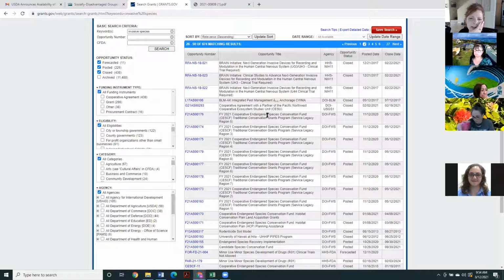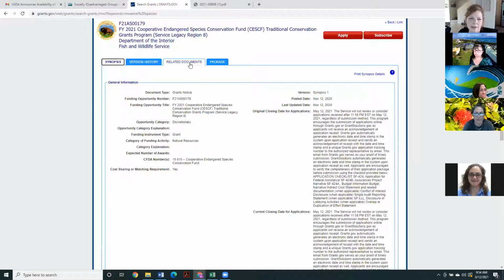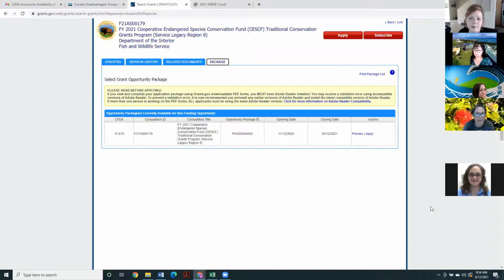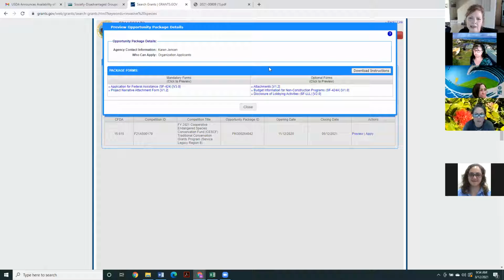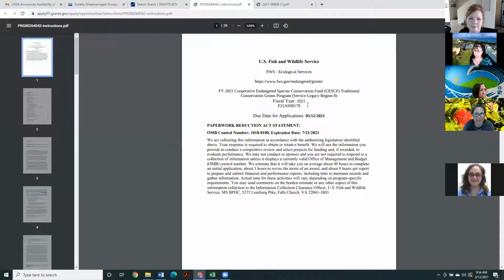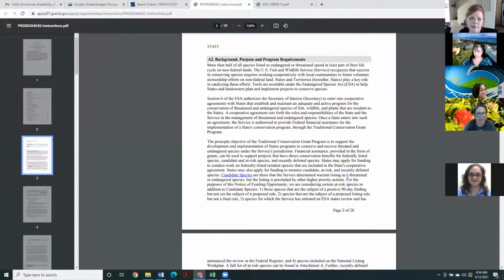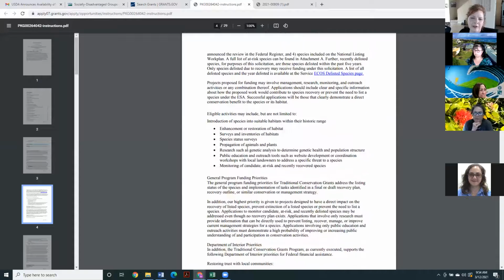let's look at this Cooperative Endangered Species Conservation Grant Fund. So there's different regions. I don't know what region we're in, but then you can start looking for different grants and try to find out what you're interested in, so that I can preview it. I can look at the instructions. And I can start learning about those different programs and following them. So grants.gov is one way you can find different information about grants.